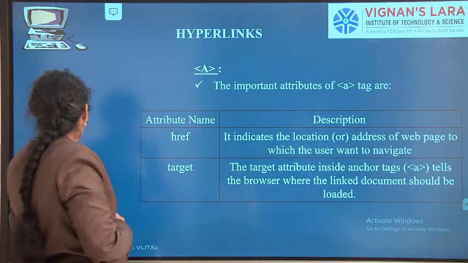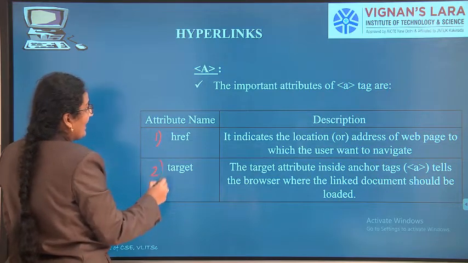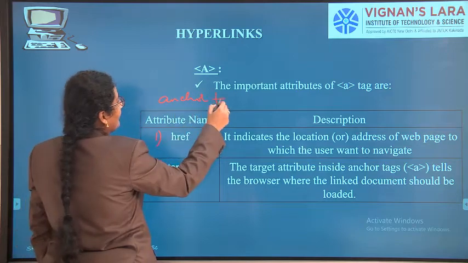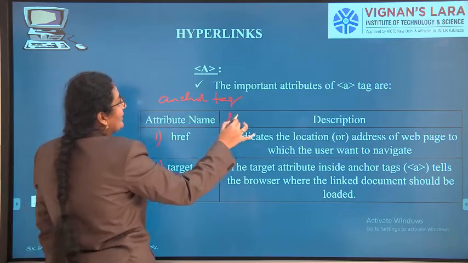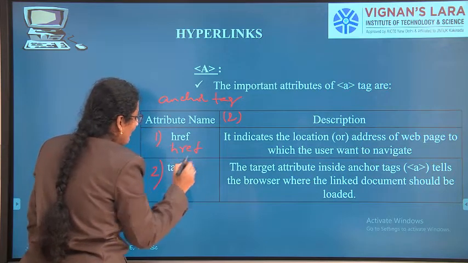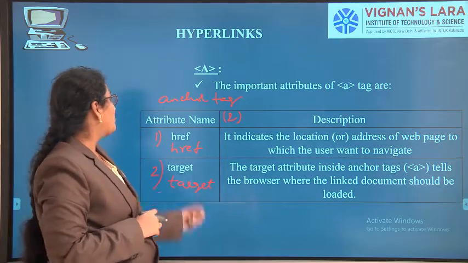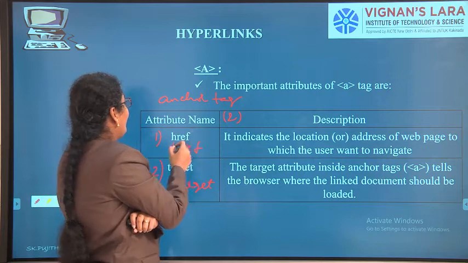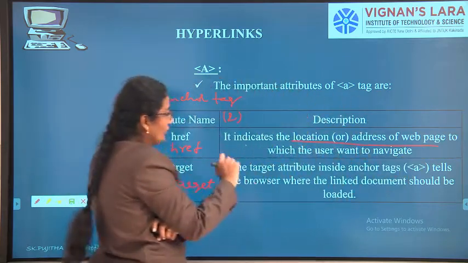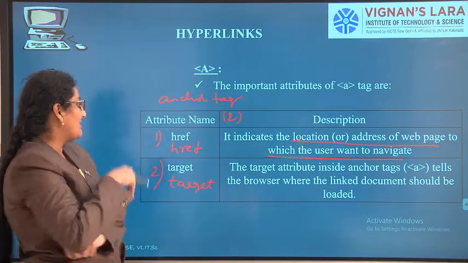So see here, what are the attributes we have? This is attribute 1 and this is attribute 2. Attributes of anchor tag: it has 2 attributes. What are the 2 attributes? href, target. Href and target are 2 attributes of anchor tag. So see here, href, what will it do? It will give the location or address of the web page to navigate. So these are the important points and you need to write the definitions as they are.